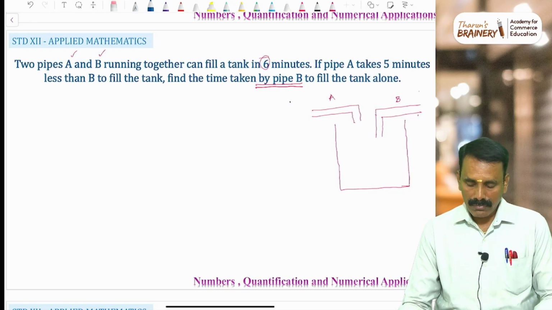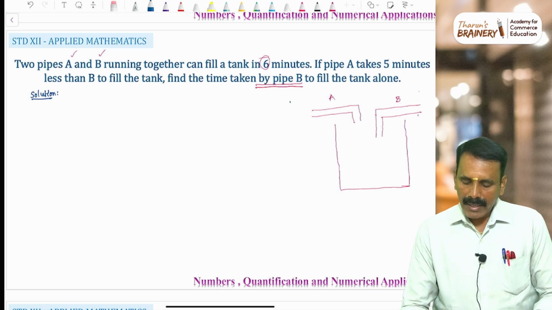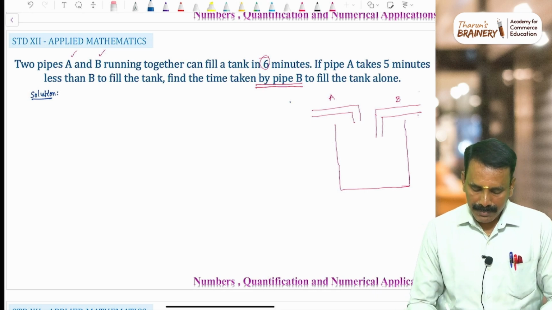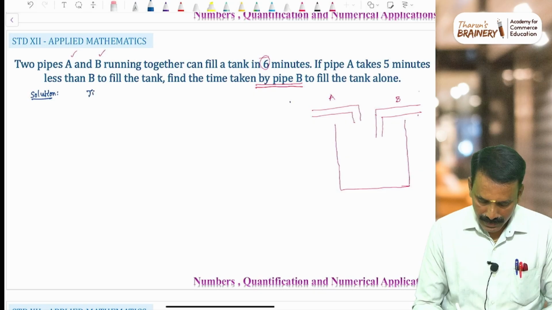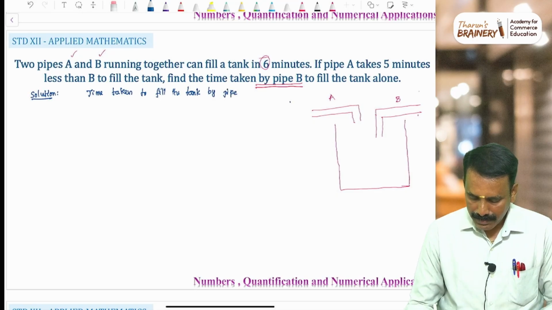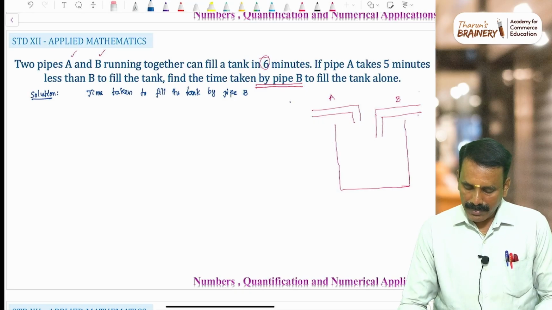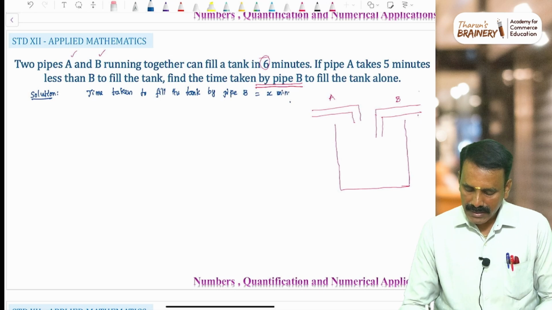So we are going to find the solution now. So how do we start the problem? We are going to find the time taken by pipe B. So we start with pipe B. Time taken to fill the tank by pipe B alone. Whatever we calculate is only for separate thing. Pipe B alone will be x minutes. We take it as x minutes.